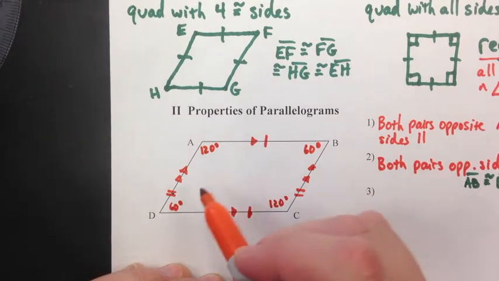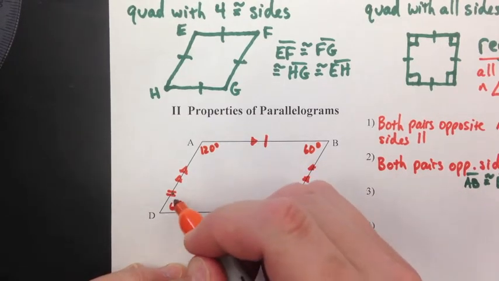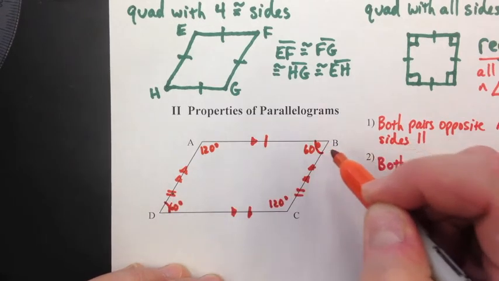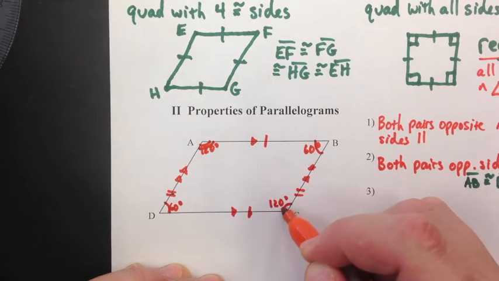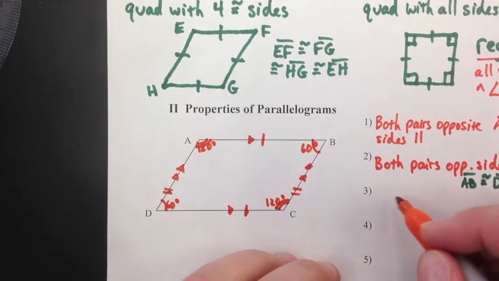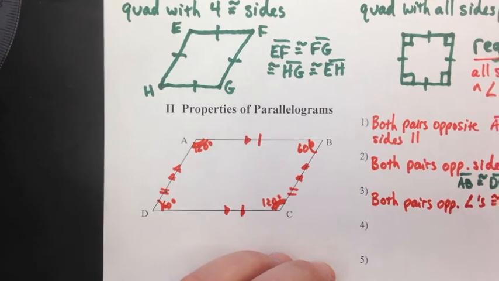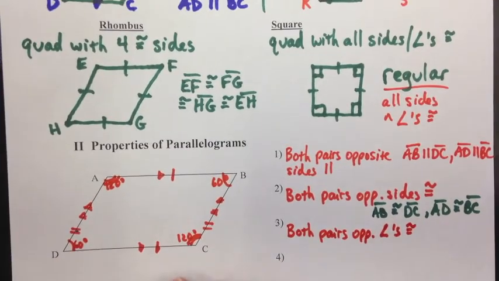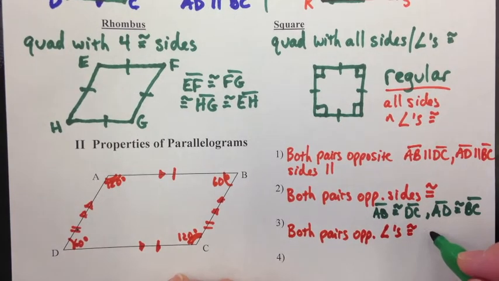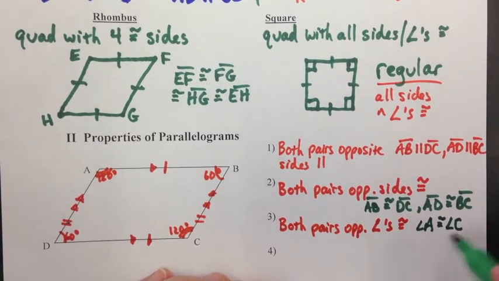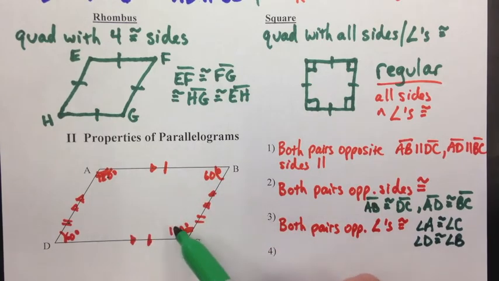So these are called opposite angles. Opposite angles are always congruent in a parallelogram. So what we would say here, number 3, both pairs of opposite angles are congruent. So angle A is congruent to angle C, and angle D is congruent to angle B. So opposite angles are congruent. And those are opposite, and these are opposite right here.